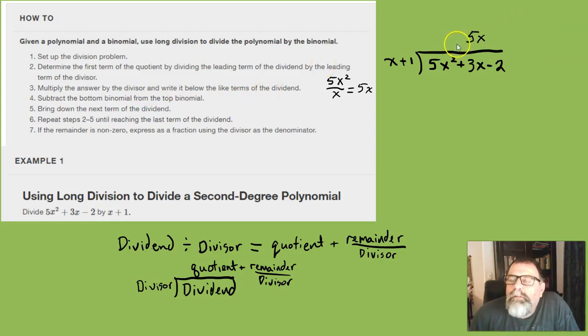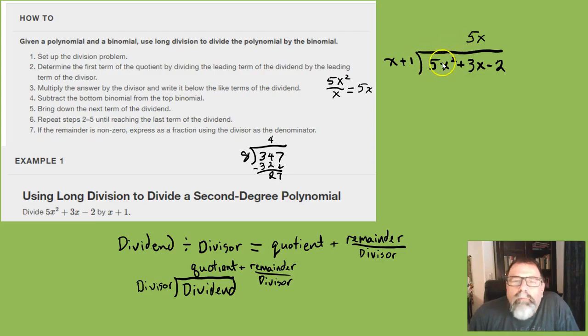It's just like we do with numbers. So if I had something like 347 divided by 8, I'd say, well, 8 goes into 34 4 times, and then 4 times 8 is 32. And then I subtract, and 34 minus 32 is 2. And then I bring down the next number, and if this is bigger than the divisor, I have to do another loop. Okay, so it's the same idea.